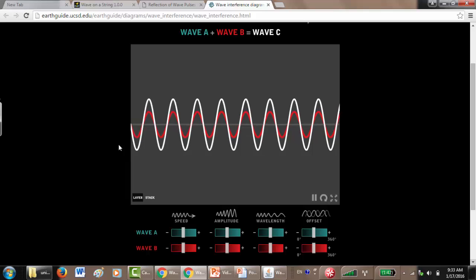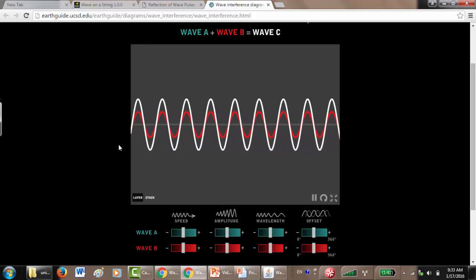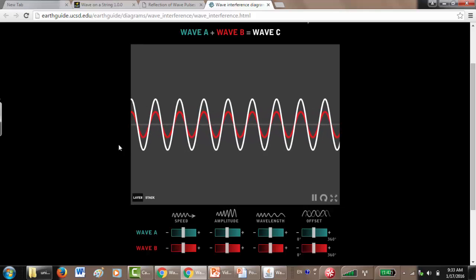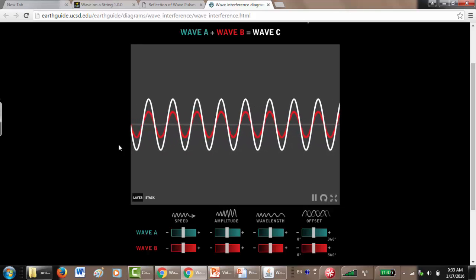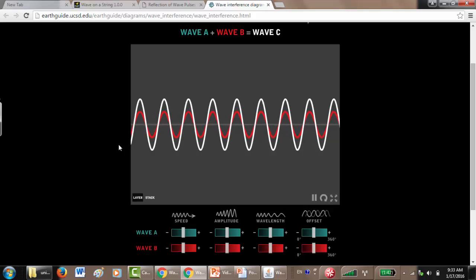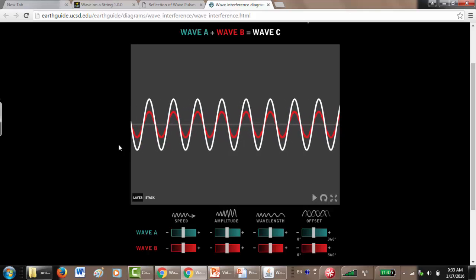Okay, in this interference simulation here, it appears that we have wave A plus wave B is equal to wave C, where wave A is blue and wave B is red. On the picture here, if I stop it for a minute, we can't really see the blue wave at all. And that's because wave A and B have the same speed, the same amplitude, the same wavelength, and they are not offset from each other. So let me just change the amplitude of the blue wave some so we can actually see it and we can tell that it's there.